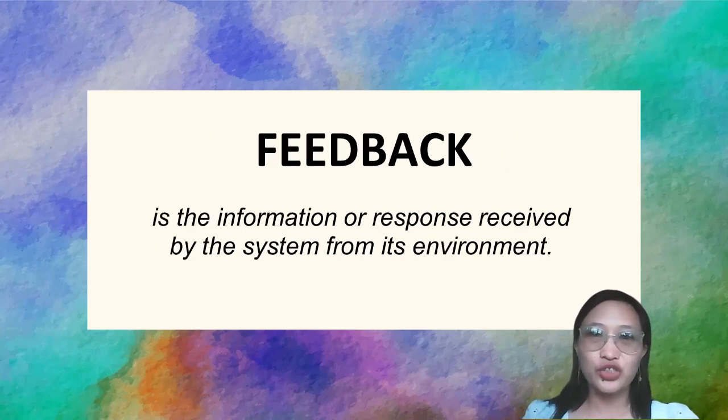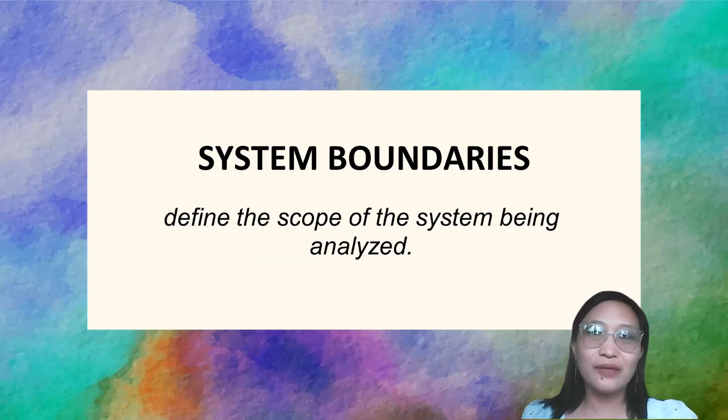Let's have the next term, which is feedback. It is the information or response received by the system from its environment. Feedback helps the system adjust its behavior and improve its performance. Now let's go to what we call the system boundaries. It defines the scope of the system being analyzed. For a small group, the boundaries may include the group's members, resources, and external stakeholders.